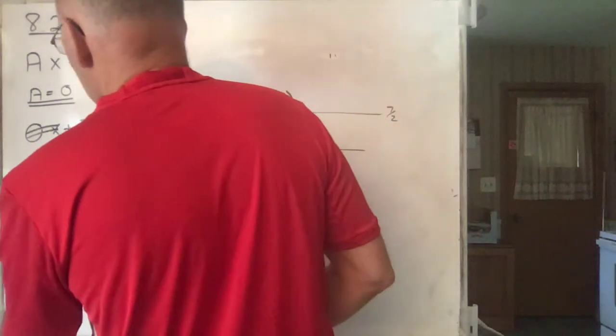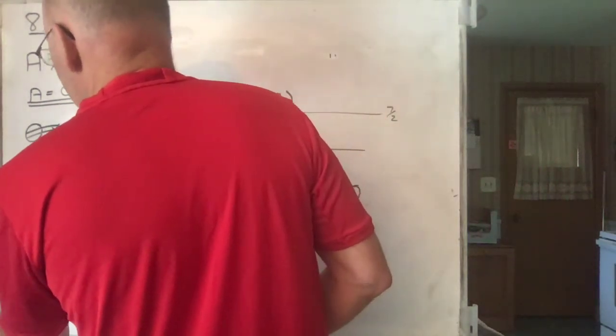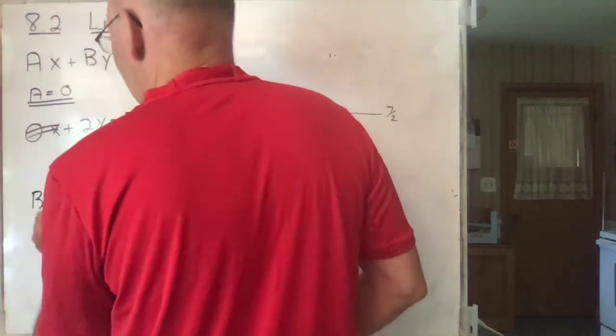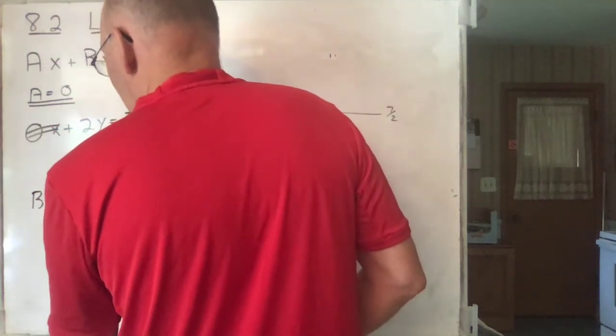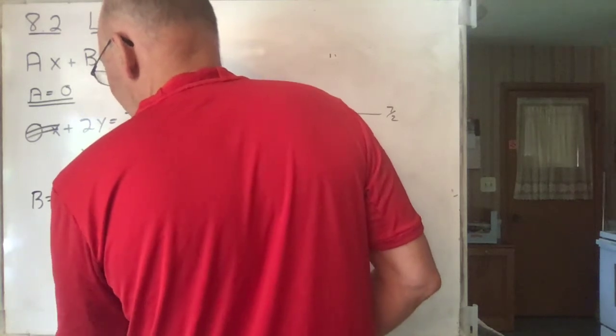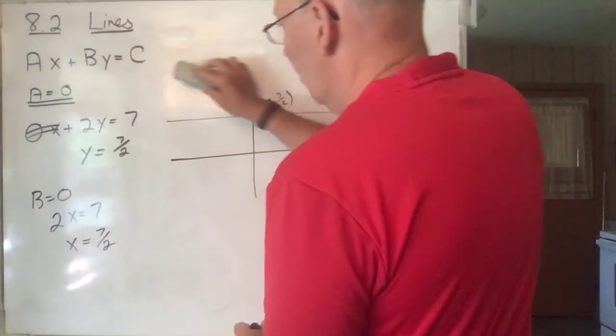Here's another special case. If you let b be equal to 0, then you could have 2x = 7, and so x is equal to 7/2. What's that going to look like?